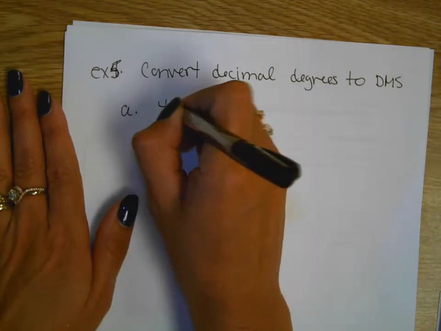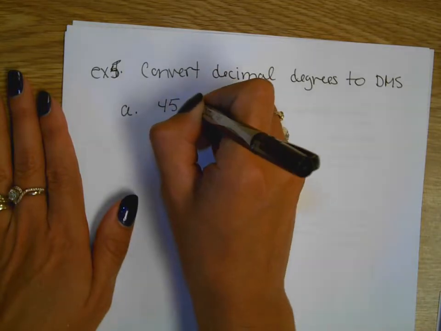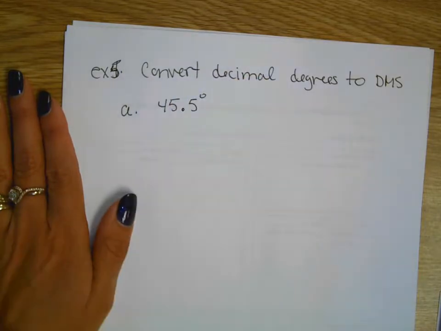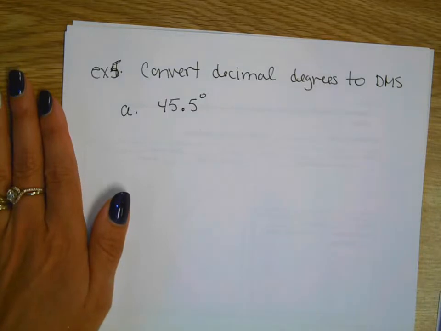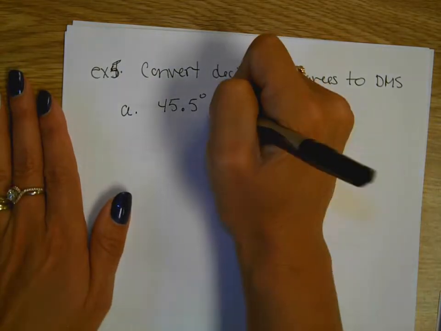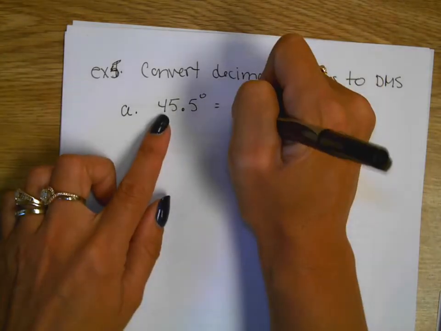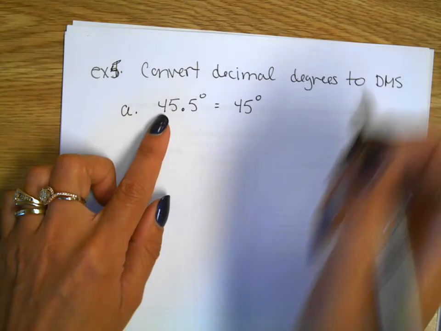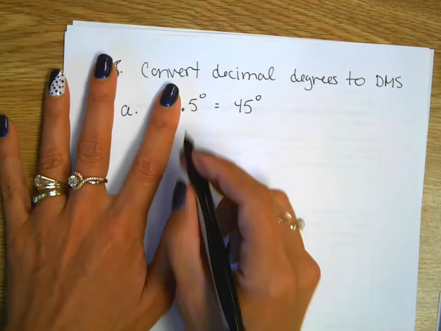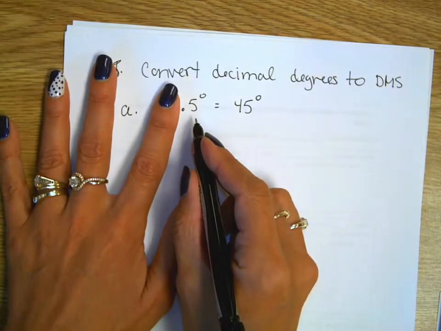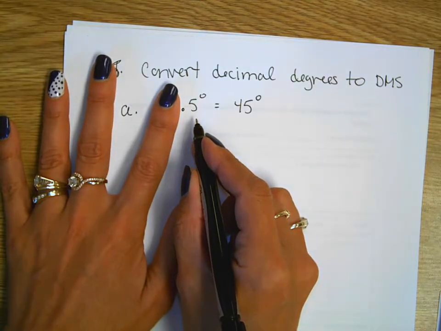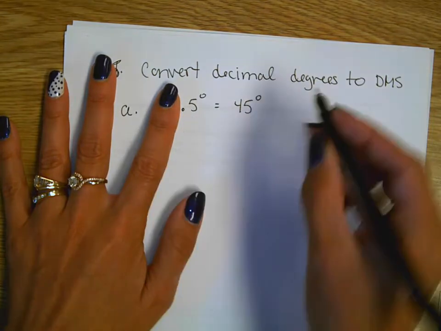If I had an angle that measured out to be 45.5 degrees, I would like to know how many degrees and minutes that is. Well, I can see I've got 45 degrees. Then I've got a half of a degree. Well, how many minutes would a half a degree be? Simple. 30, right? So the full one is 60.